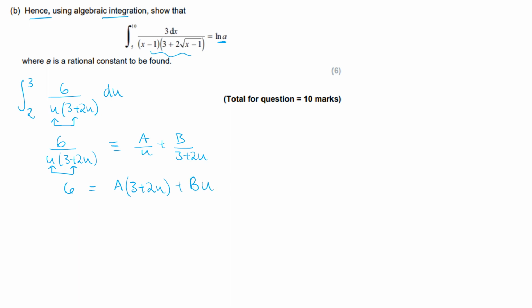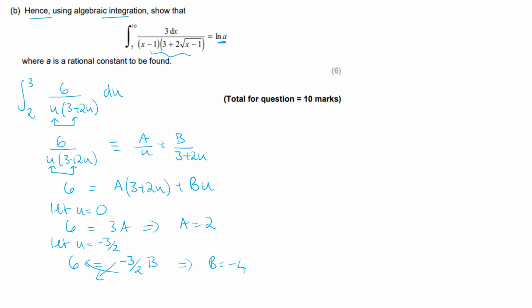Now we need to choose values of u that will make the a and b terms go out. So I'm going to let u equal 0, and then the b term will go out. So that will be 6 is equal to 3a, which tells me that a is equal to 2. Now if I let u equal minus 3 over 2, the a term will go out. I'll still have a 6 on the left, and I'll have minus 3 over 2 b. Cross multiply, 6 times 2 is 12, divided by minus 3. That tells me that b is equal to minus 4.